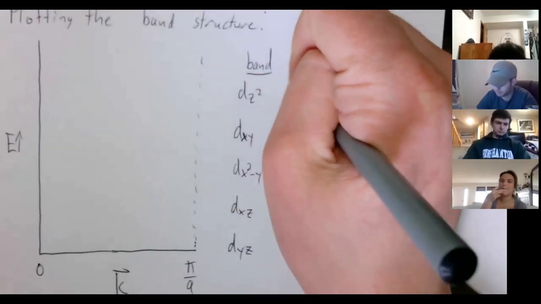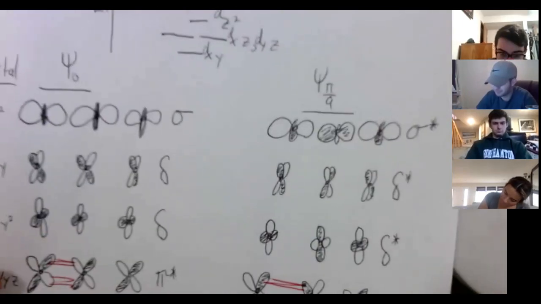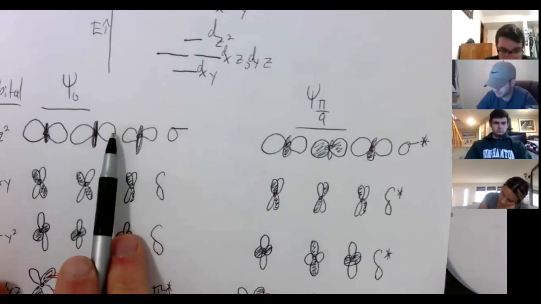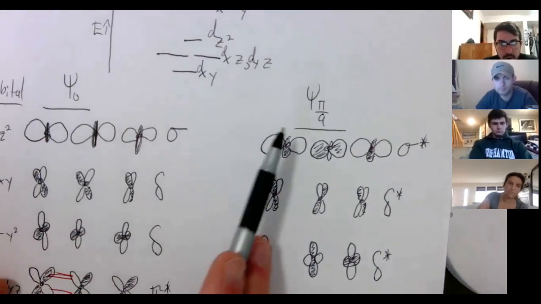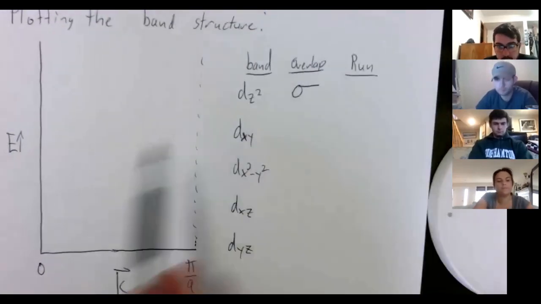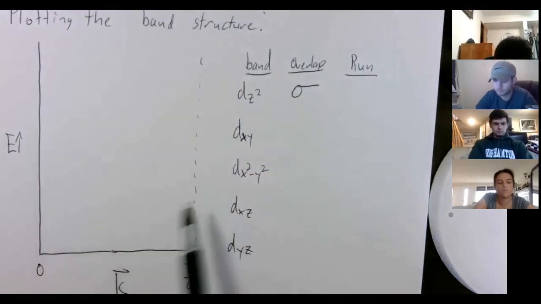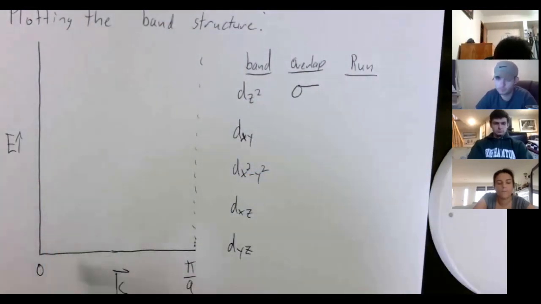Okay. And based upon our Bloch functions that we drew, which one's higher in energy, at 0 or at pi over a? At pi over a. So is this band going to run up or is it going to run down? Up. Yep.